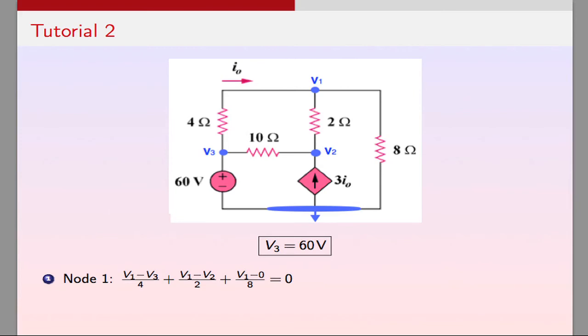Now for node 2, we will again assume the currents are leaving node 2. However, for this branch, since there's a current source, we will use the value of the current source. The nodal equation for node 2 becomes V2 minus V3 divided by 10 plus V2 minus V1 divided by 2 and then minus 3 I0, which is the current source.